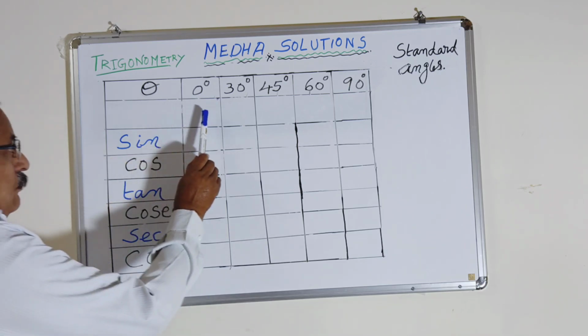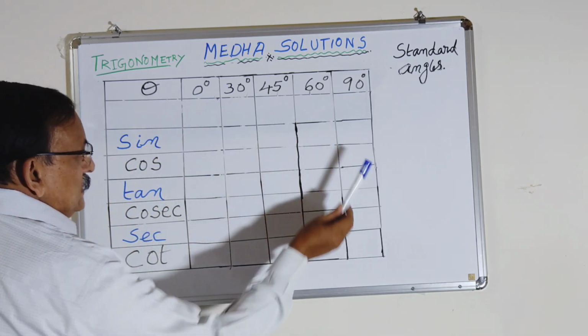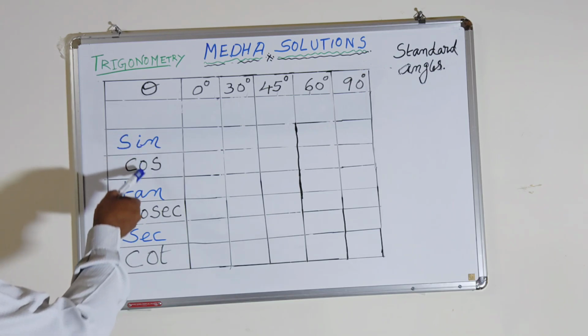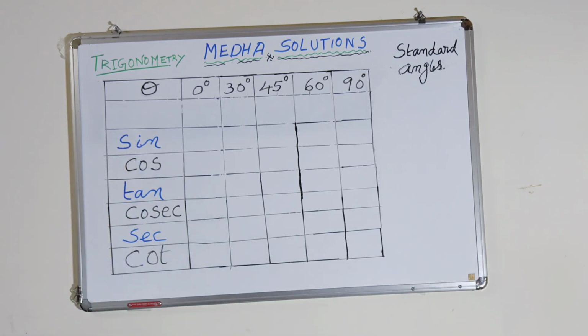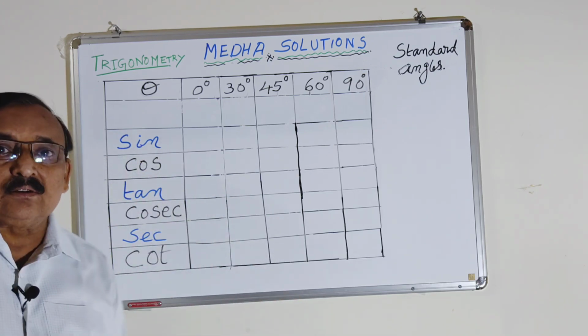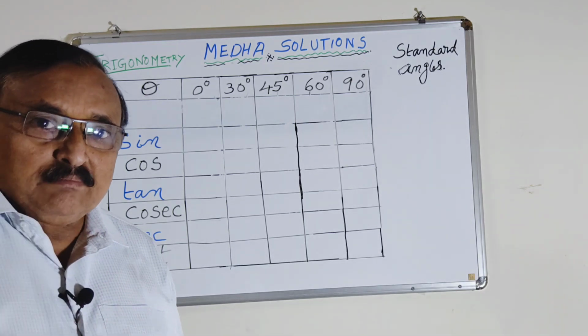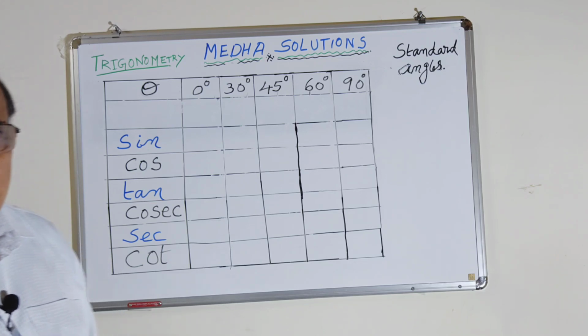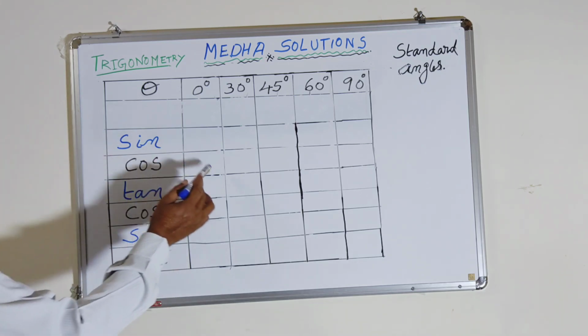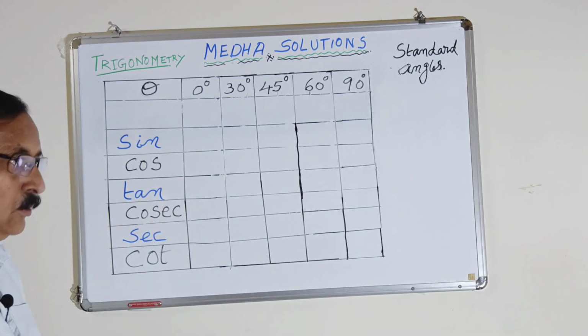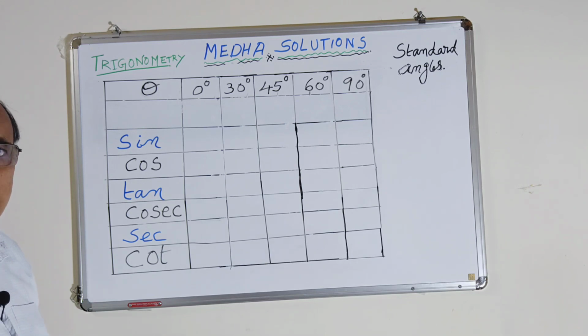See, 0 degrees, 30, 45, 60, 90 along with sin, cos, tan, cosec, sec, cot: here 6 into 5, 30 values need not be learned by heart. Just a simple and easiest way to remember these values. Now, how to remember those values?